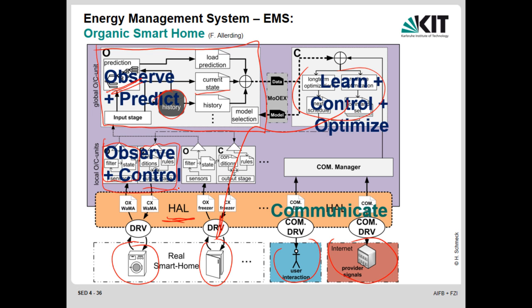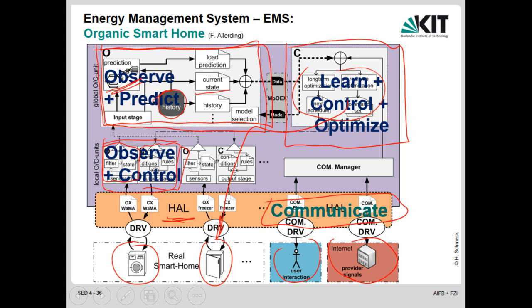This one here should observe and control that device. This here should observe the house and predict what's happening there, provide information for the controller to learn, control, and optimize what's happening there. And then we have to communicate with the resident in the house and also with the external entities. So this is how our energy management system should be designed.